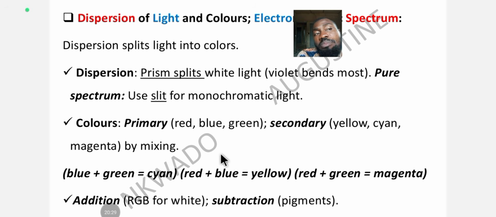So how do we mix these colors? We mix colors in two ways. You can either mix them through addition, which is the red, green, blue, that's this one, the primary colors, or you can mix them through what? Subtraction of pigments. Subtraction of what? Pigments.